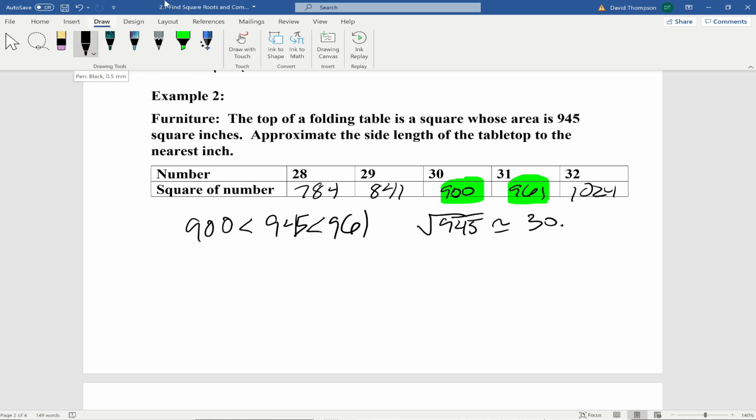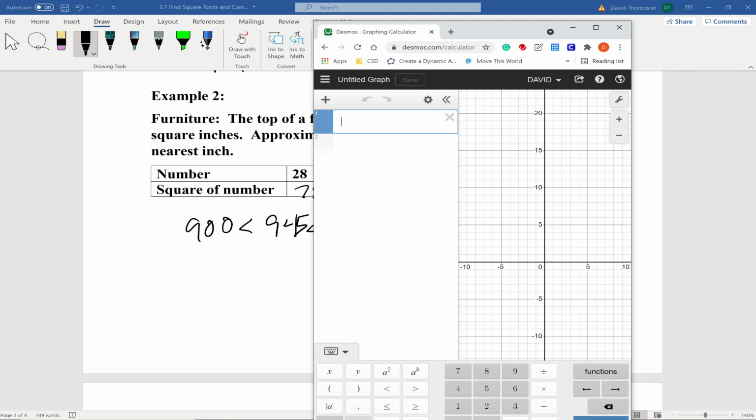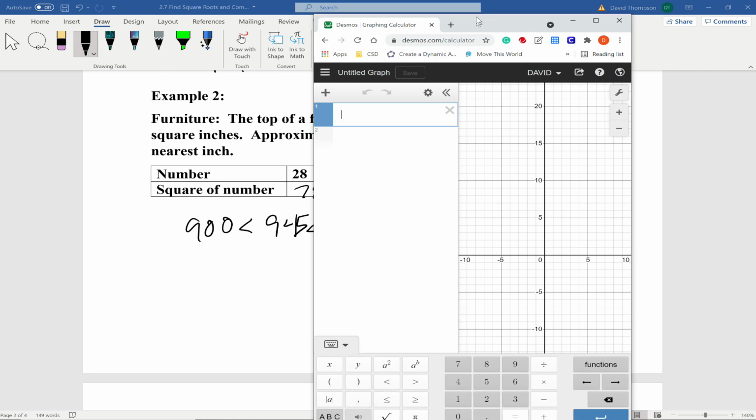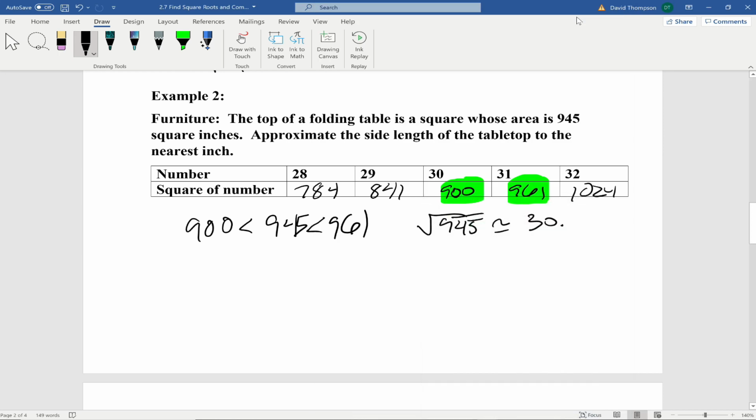So let's find out what that actually is. Let's use the Desmos calculator to find out what the square root of 945 is. So in our Desmos calculator, we click the keyboard and we just click square root and then type in 945 and enter. And the square root of 945 is 30.74, so we'll round it to 2 decimals. And we are done example 2.